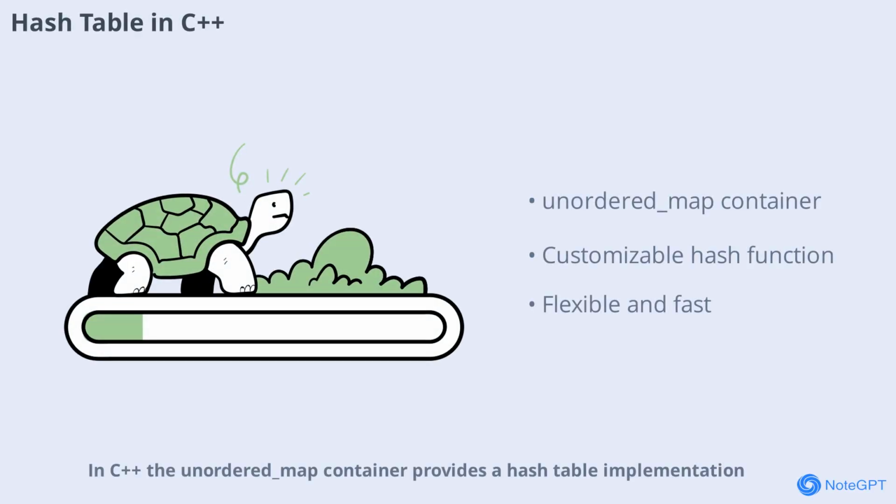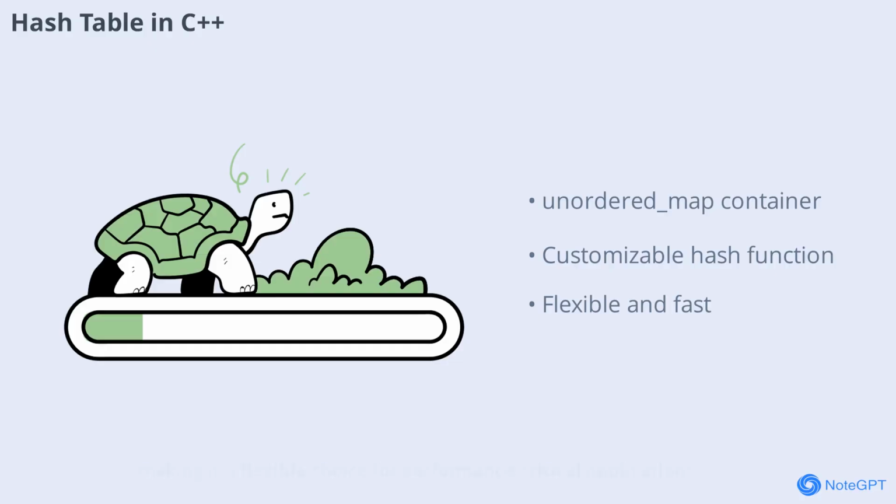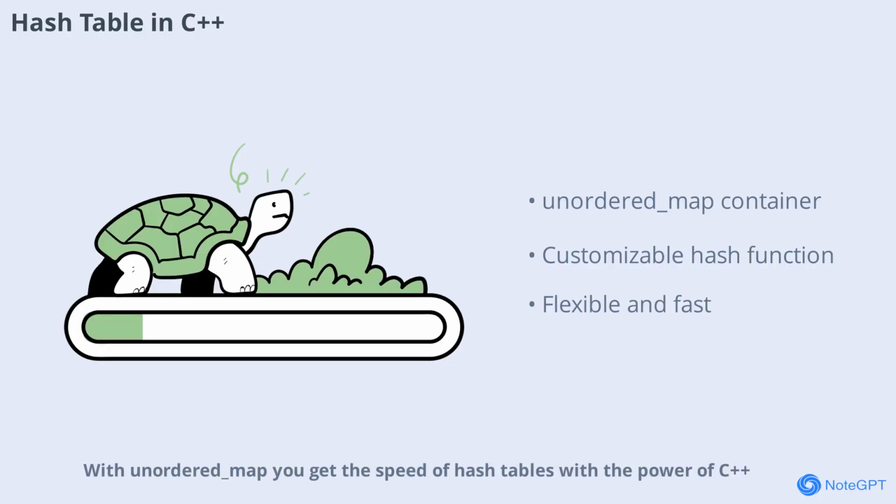In C++, the unordered_map container provides a hash table implementation. It allows you to store key-value pairs and access them quickly using keys. C++ gives you control over the hash function and collision resolution, making it a flexible choice for performance-critical applications. With unordered_map, you get the speed of hash tables with the power of C++.